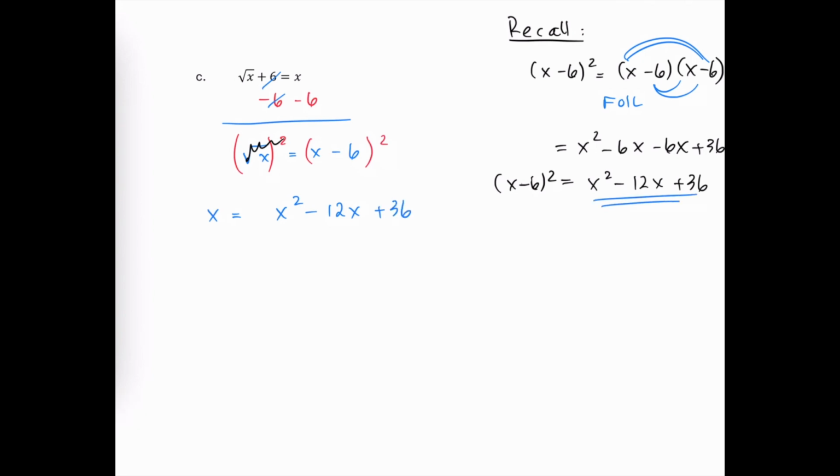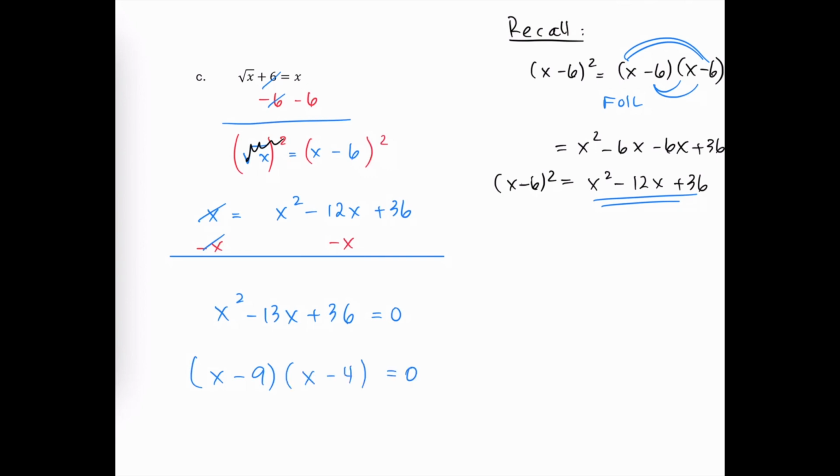Now we have a whole new kind of equation, and this time it's quadratic. In order to solve a quadratic, we want to set it equal to 0. So we'll subtract x from both sides and get x squared minus 13x plus 36 is equal to 0. And this factors into x minus 9 times x minus 4. We're still equal to 0. And when we set each of these factors equal to 0, we get x is equal to 9 and x is equal to 4.